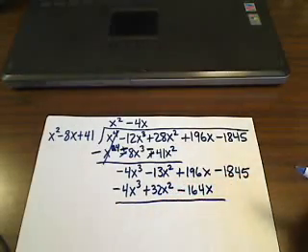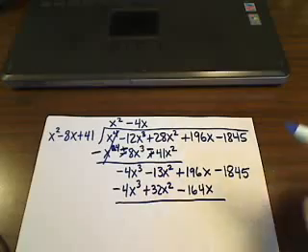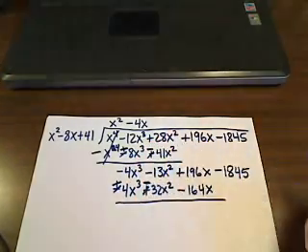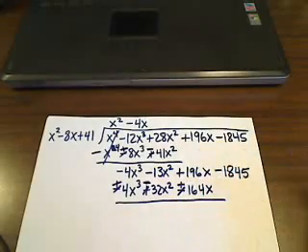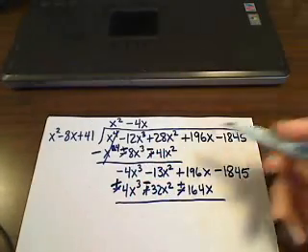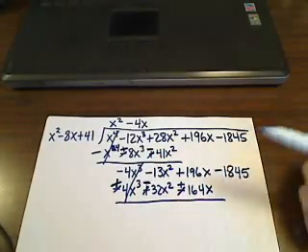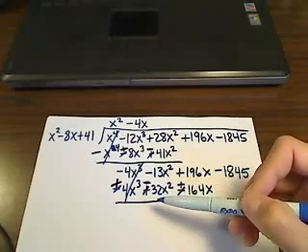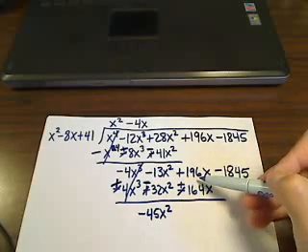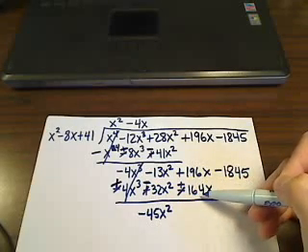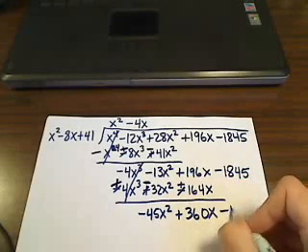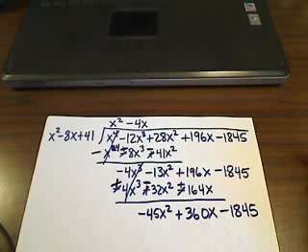We're going to change all the signs because we're subtracting the entire line, which means we'd have to change this to a positive, change this to a negative, and change this to a positive. Okay, so these cancel, that's 0. We have negative 13 and negative 32, so that's negative 45x squared. And then we have a 196 and a 164, and that's going to give us a positive 360x, and then bring down this 1845.